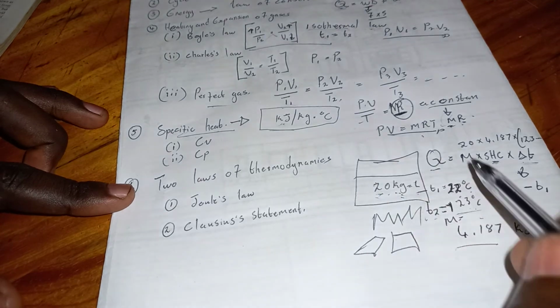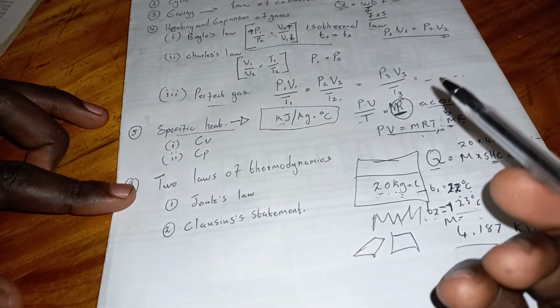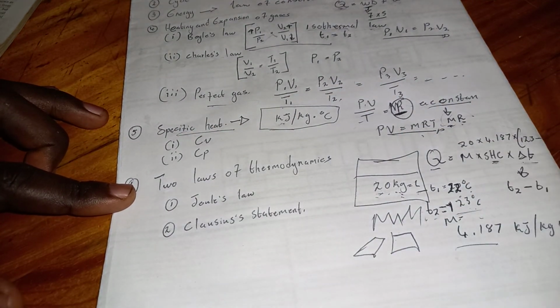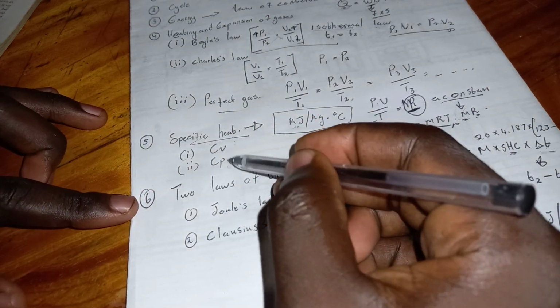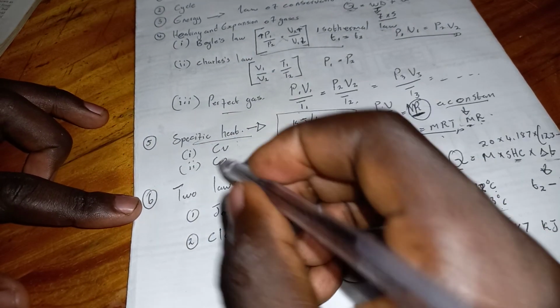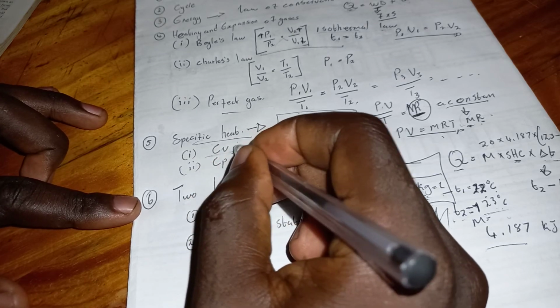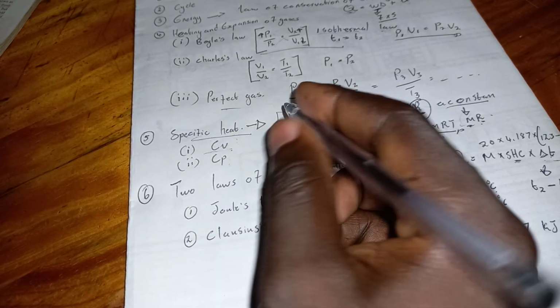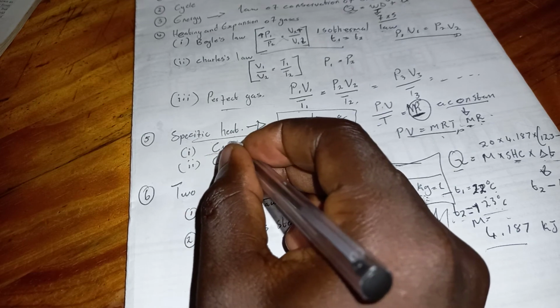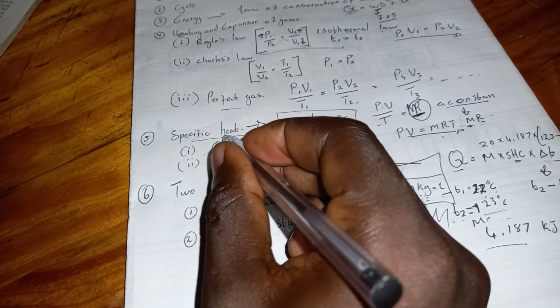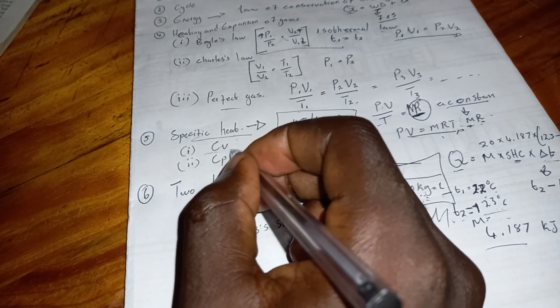So, okay, we have this specific heat capacity. We have defined it, but then we have these two types of heat capacity. So, if we have CV, this is the specific heat capacity at constant volume. That's why it has this V name. So, this is the specific heat capacity at constant volume.